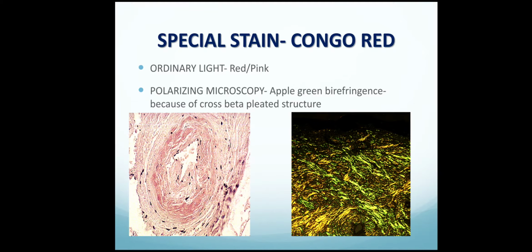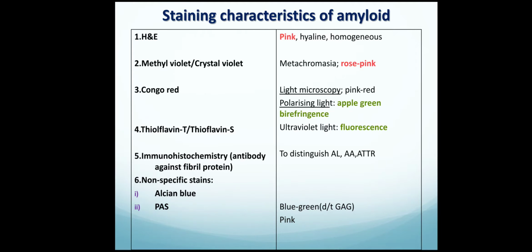Because the Congo red dye gets deposited in between the fibrils which are present in the cross beta pleated sheet structure of the amyloid. Now next is the staining characteristic of amyloid. So I already told you that on H&E stain it gives a pink hyaline homogeneous appearance. Then with methyl violet or crystal violet, since it is a metachromatic stain, it gives a rose pink color. So the color of the stain is different, while the color of the tissue section on microscopy is different. That's why it is called a metachromatic stain.